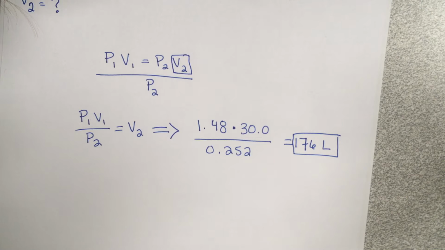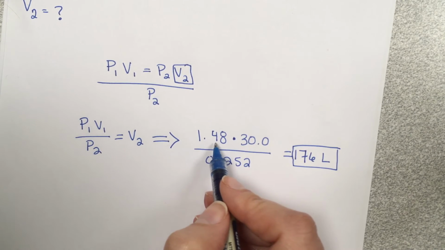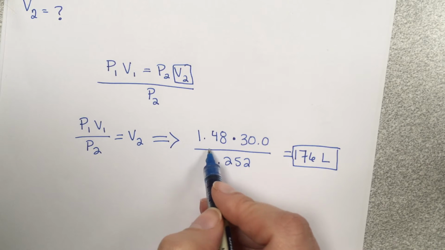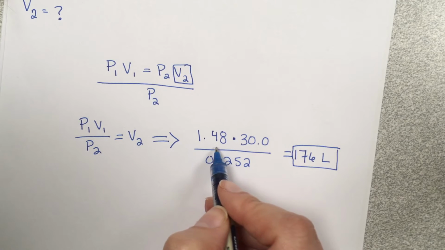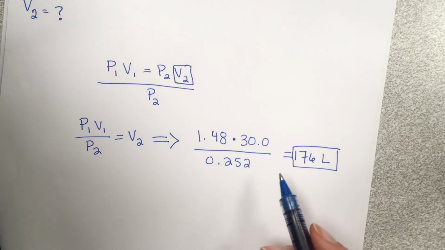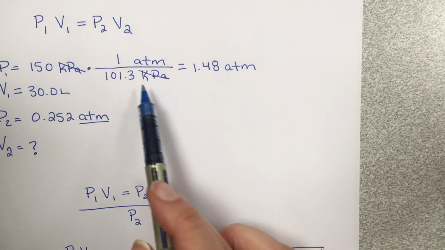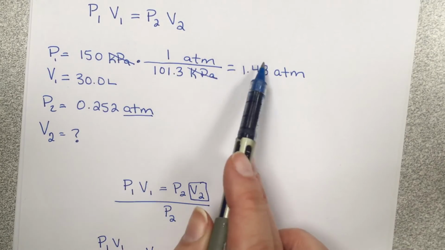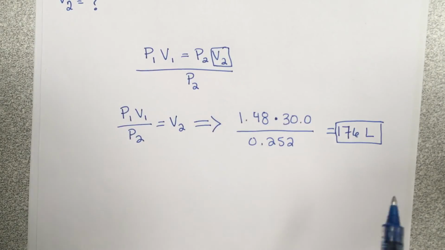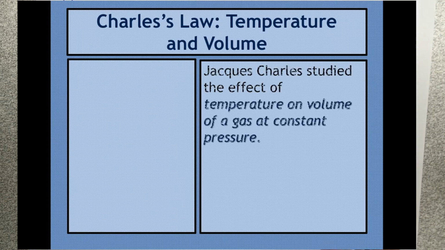Sorry, 180. 1.5 atmosphere. We messed up our significant figures up here. We should have had 2 significant figures here. So that's my fault.